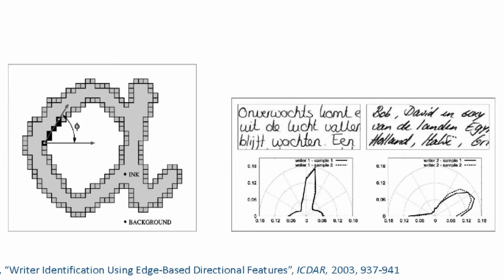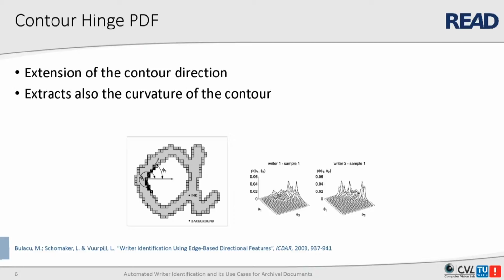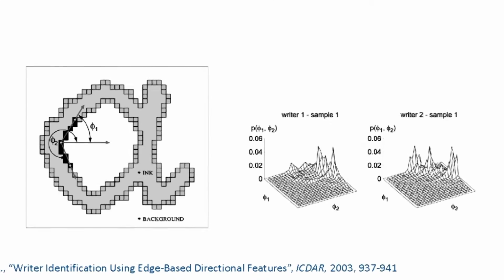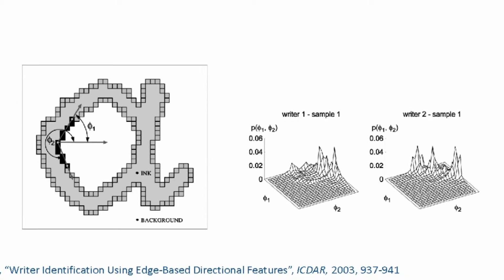Then the next feature they introduced was the contour hinge, which is, let's say, something similar, but instead of calculating one angle, they calculate two angles, and so they can build up a 2D histogram of these angles. Instead of only describing the slant and so on of the writing, they also extract the curvature of the character, so how curved the writing style is.